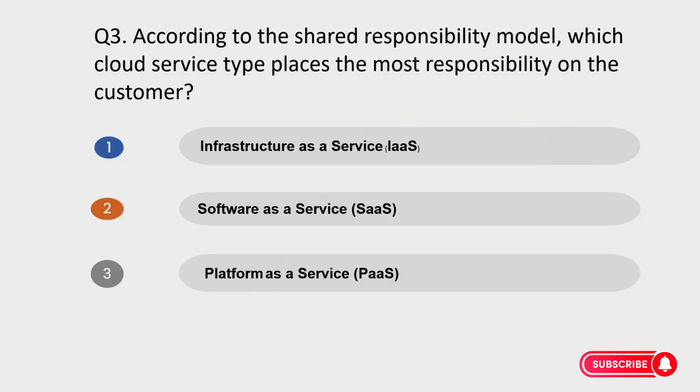Question number 3, according to the shared responsibility model, which cloud service type places the most responsibility on the customer? We know that there are three types of cloud services: infrastructure as a service, platform as a service, and software as a service. The keyword is most responsibility on the customer.